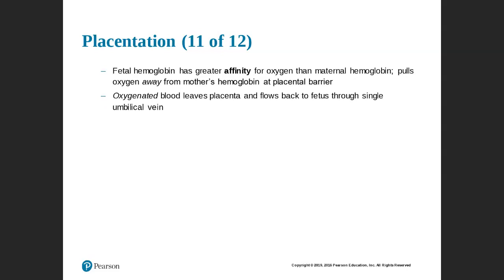Also, you must remember that fetal hemoglobin has a much greater affinity for oxygen than adult hemoglobin. Okay, and that allows us to pull oxygen away from the mother's hemoglobin at that placental barrier, and that's the reason the fetus has fetal hemoglobin. The oxygenated blood then leaves the placenta, then flows back to the fetus through the single umbilical vein. So that hemoglobin will just grab onto that oxygen very rapidly, because it has, I think it's like 1,000 times more attracted to the oxygen than adult hemoglobin is.